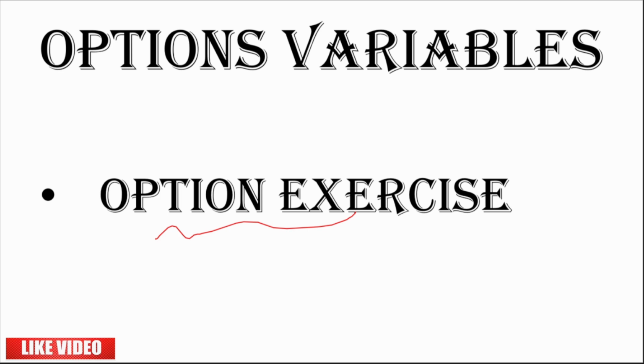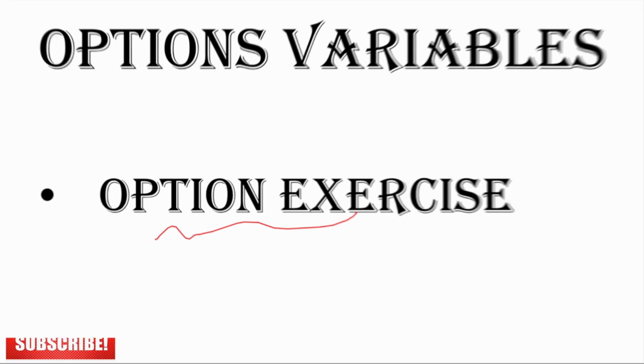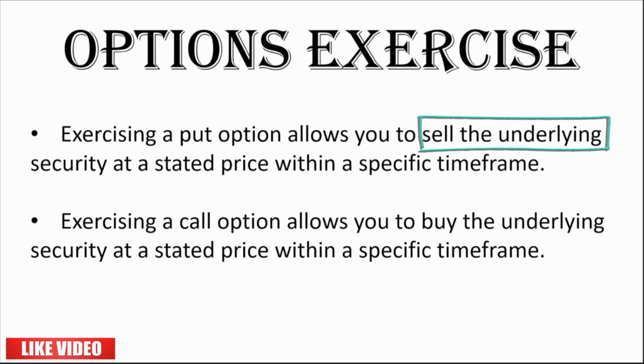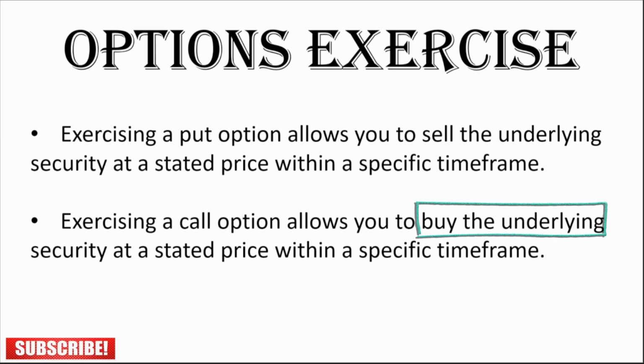Exercising an option means executing the contract rights to buy or sell the underlying asset at the strike price on or before a specified date. Remember that option holders, call and put holders, have the right but not the obligation to buy or sell, or in other words exercise the option, anytime. Exercising a put option allows you to sell the underlying security at a strike price within a specific time frame. Exercising a call option allows you to buy the underlying security at a strike price within a specific time frame.